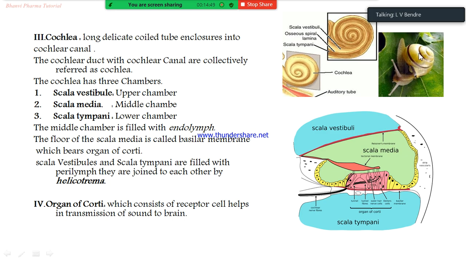That is the shell-like structure. That's why the cochlea is a long, delicate coiled tube enclosed in the cochlear canal.